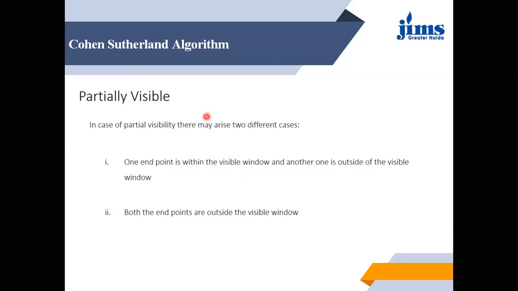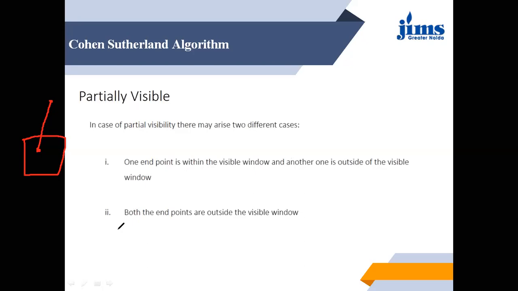One endpoint is inside the window. You can see from here, this is the window and this is a line. So one endpoint of the line is inside the window, this point is inside the window, and this point is outside the window. So first is one endpoint is within the visible window and another is outside.